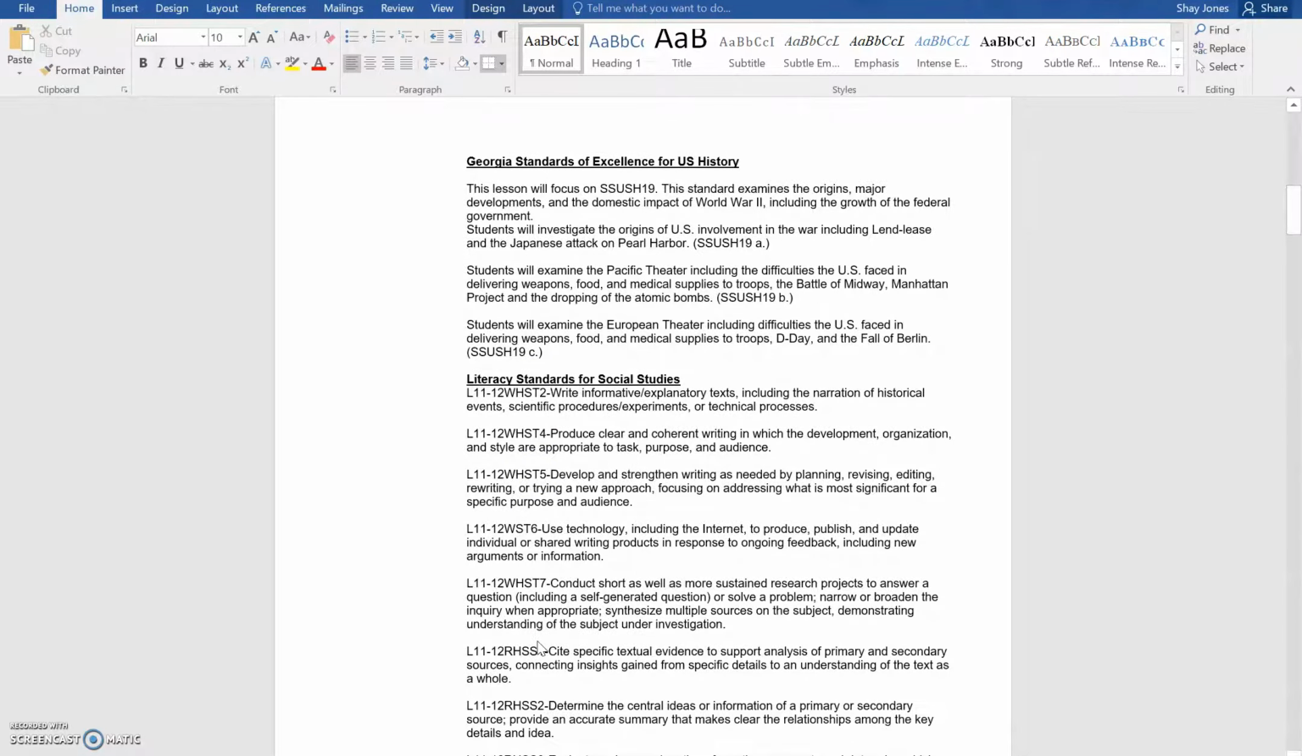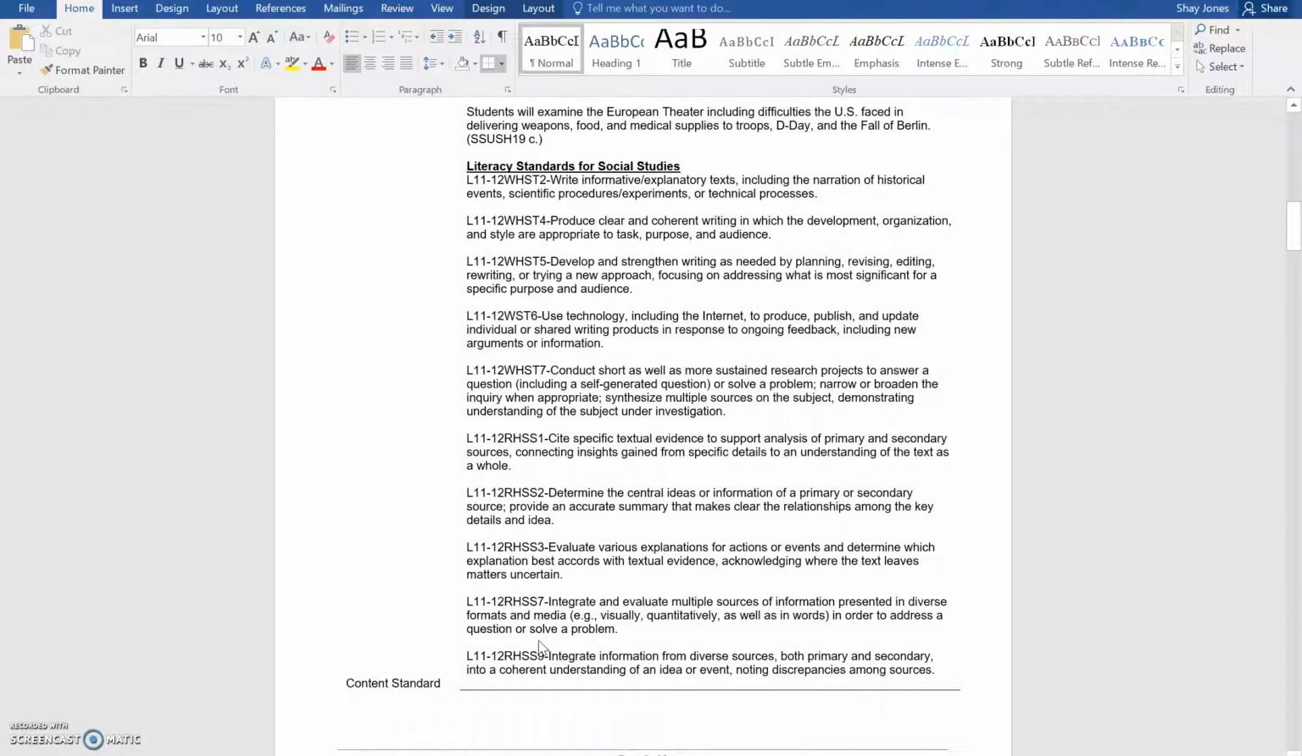And the GSE U.S. History standard that it focuses on is 19, and that standard is about U.S. involvement in World War II. So it's going to look at the two theaters of World War II, the Pacific and the European, and how the locations and events and battles of World War II influence the war itself and U.S. involvement.